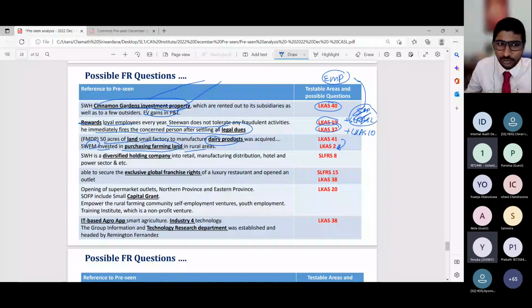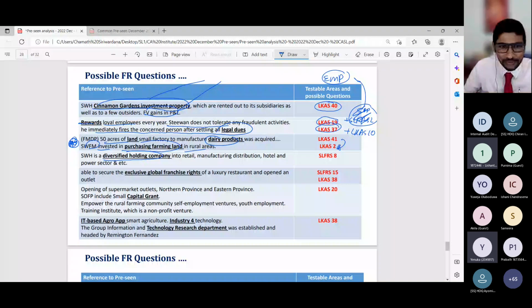Maybe LKS 14 might not be tested, maybe LKS 19 might not be tested, but 40 is one of the top alarming standards in this particular pre-seen. Then SWH is a diversified holding company, and I told you earlier as well, in the annexures in the pre-seen they have given some segments. But when you look at how they have categorized and selected operating segments, some of the operating segments are not significant. Let's say power and hotels are not significant, but still they have shown it as a separate operating segment.